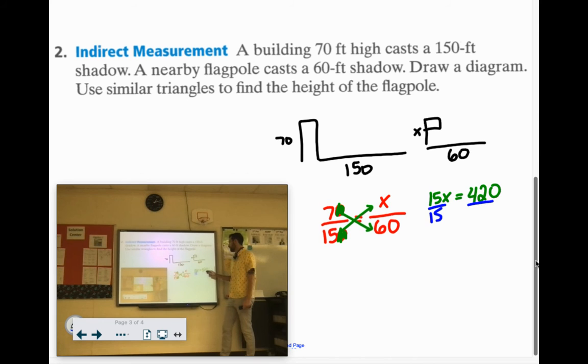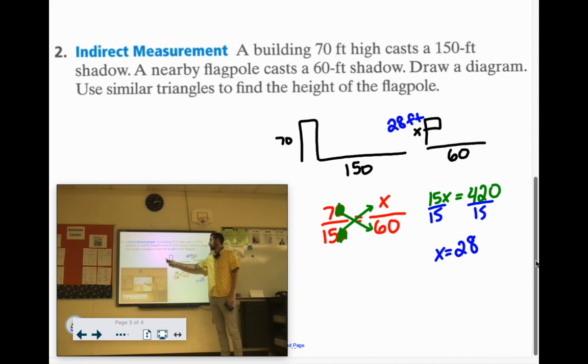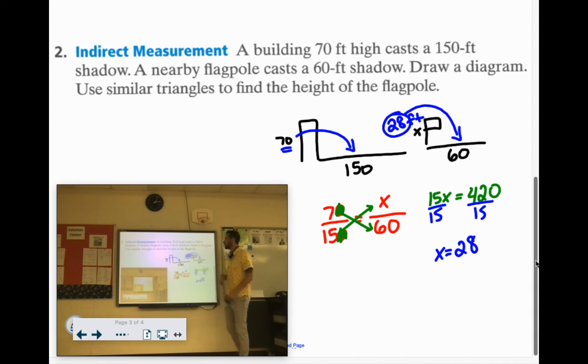Divide both sides by 15, 420 divided by 15 is 28. So the flagpole is 28 feet. Okay, make sure it makes sense. 70 to 150 is just a little bit more than double. So 28 times 2 is 56, and 60 is a little more than double that. Great.